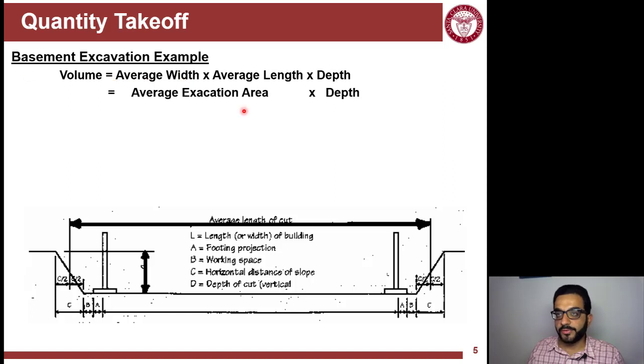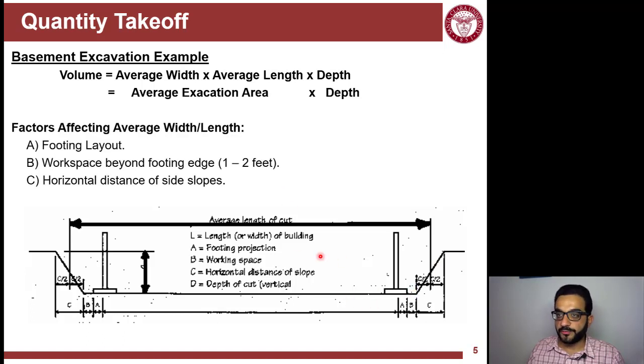Another example is the excavation for a basement. So in basements, you have to account first for the footprint or the layout of the building or the footings, and then the workspace that's needed around them, because you can't just excavate right at the edge of the footing where you want to have the footing, because how are you going to put the formwork and how can you construct the footing itself if the soil is right at the edge of it?